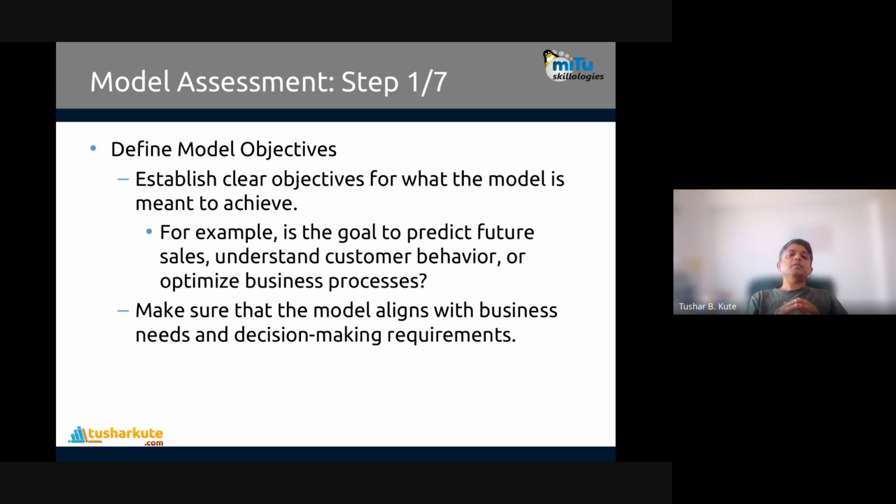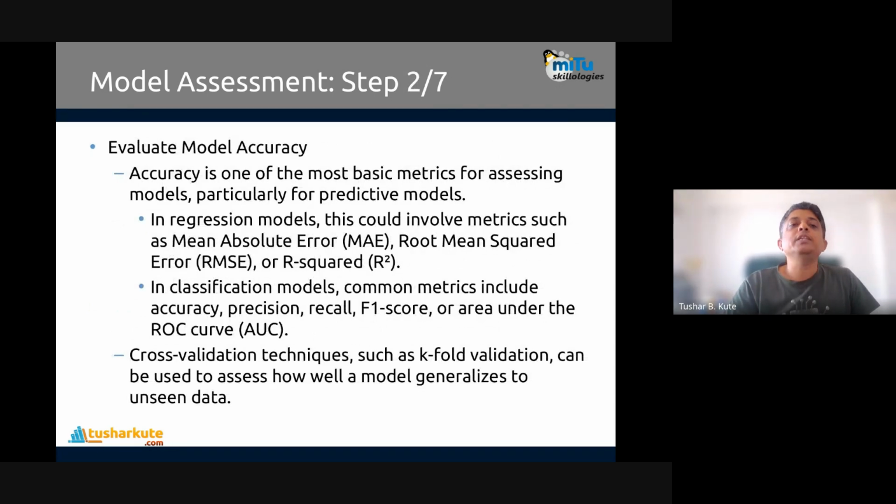Then make sure that the model aligns with business needs and decision making requirements. Whatever model we created is aligning with the thing that we need, or whatever our requirements are. Number 2, evaluate the model's accuracy.